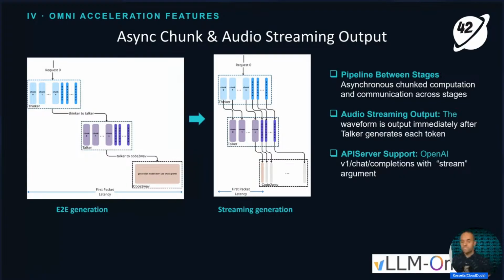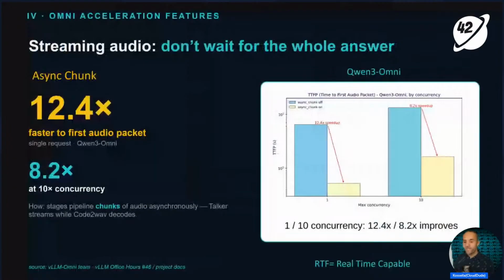And as you can see in the next benchmark, it yields a 12 times faster time to first audio packet. We call it TTFP because it's time to first packet, audio packet. It's no longer tokens here. We're not talking about tokens, but about packets. And it holds under load with over 8 times speed up at 10 times concurrency.